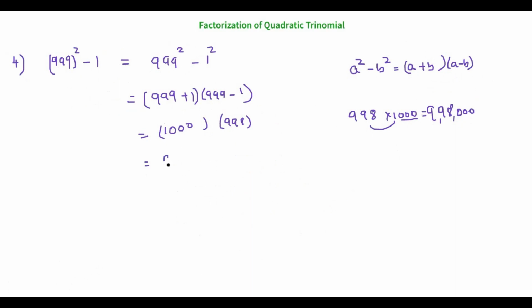So our answer is 9,98,000. So isn't it very easy? Instead of doing the long multiplication, we use the algebraic identity to solve this.